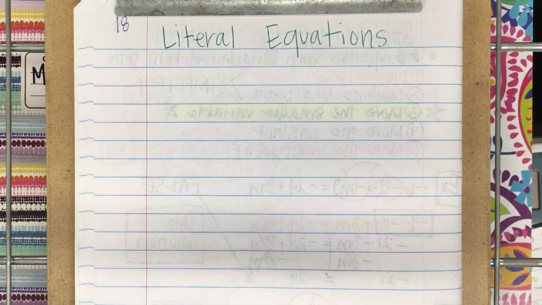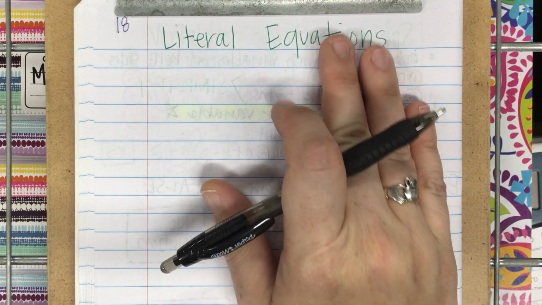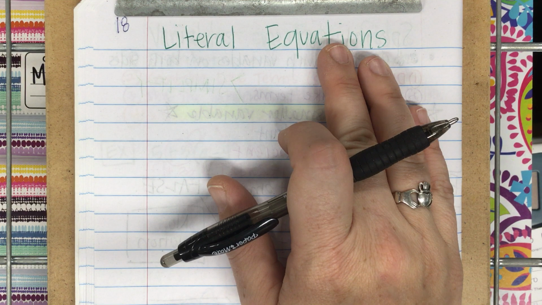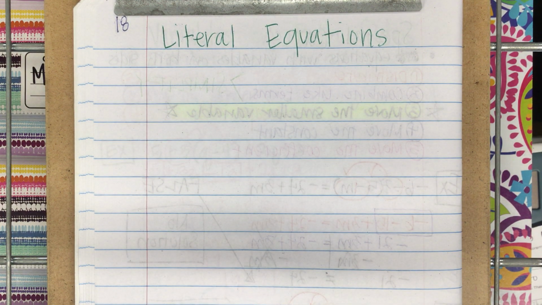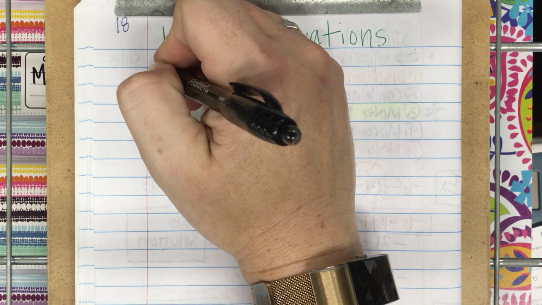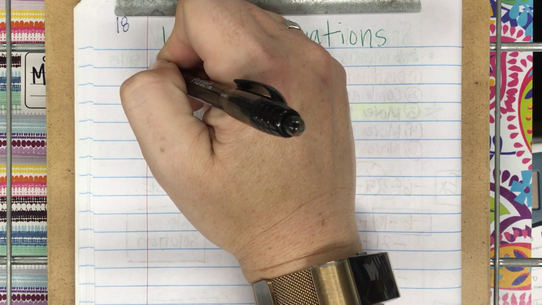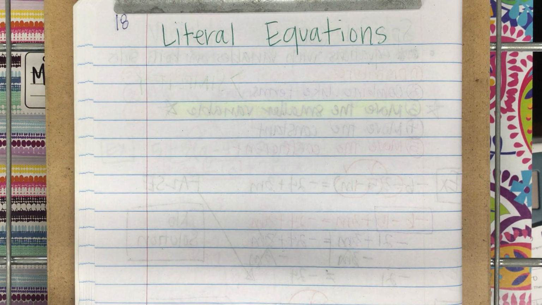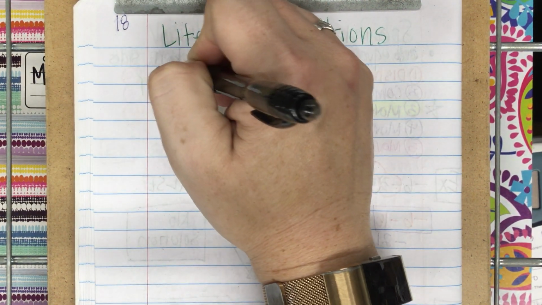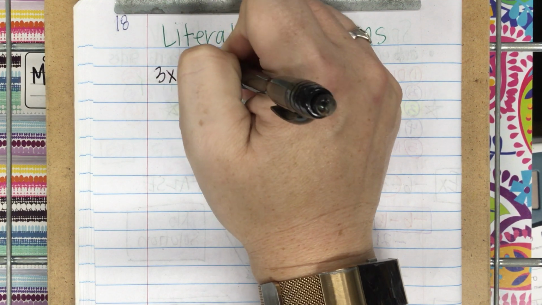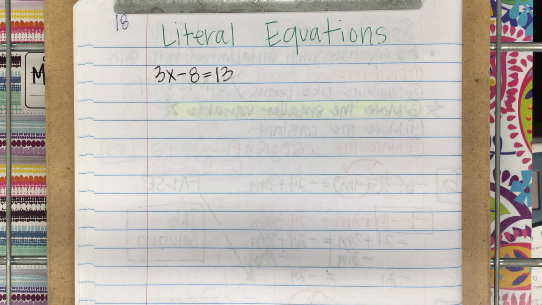Let's start off. So, literal equations again, showing your work is important so that you don't get lost. Okay? But let's build our confidence. If I gave you the problem 3x minus 8 equals 13. So let's go simple. Let's go back to where we're comfortable. This is a two-step equation. Do you agree?